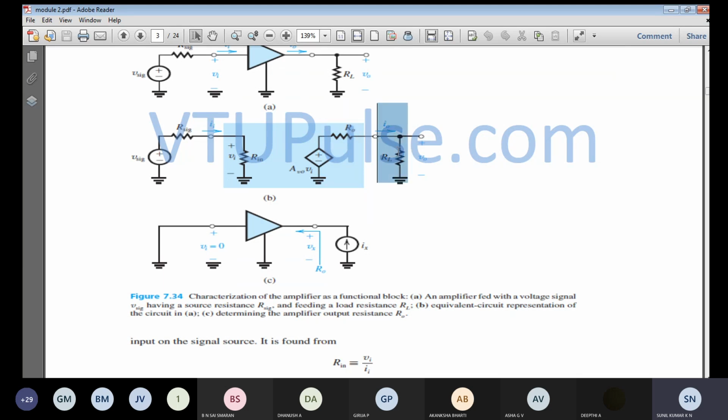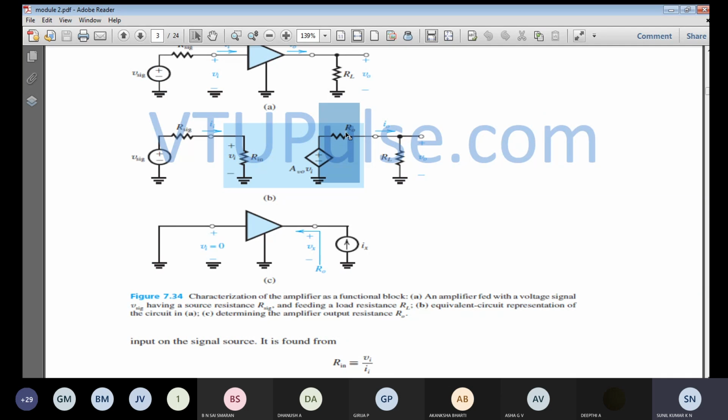Suppose the load resistance is not there, then whatever output voltage you are going to get, with respect to the output voltage to input voltage, that gain is called the open circuit voltage gain, AV0. So if you are not considering the RL, at the same time, how are you going to find the amplifier output resistance?